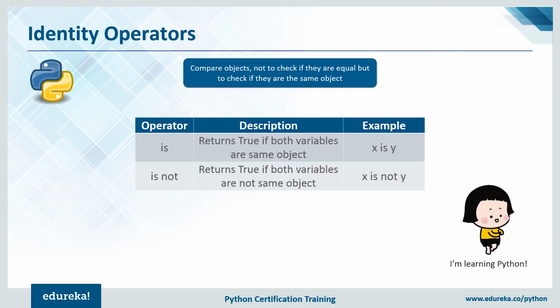We have something called the identity operators, guys. Well, why do we require identity operators? Well, we compare objects not to check if the values are equal, but to check if they're actually the same object. And we have two operators. One is 'is' and the other one is 'is not'. Well, they are pretty much opposite to each other, and let me explain. Well, 'is' returns true if both the variables point to the same object and they are the same object. And 'is not' will return true if both the variables are not the same object as well. It is as simple as that, guys.